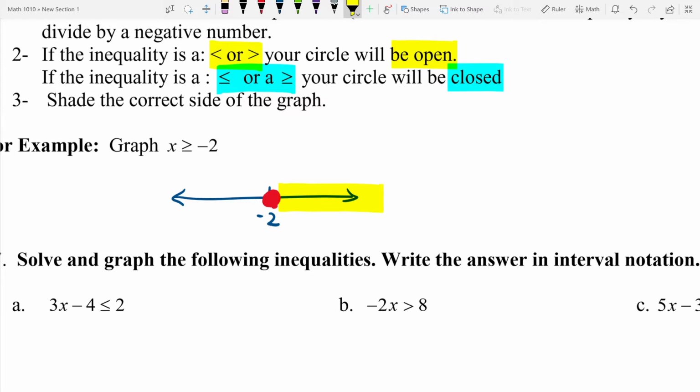Listen, I'm going to show you a trick. You should always put your X on the left. Never put your X on the right. Then see that symbol right there? It's an arrow. What way does the arrow point? To the right. That's the way you're going to shade. Always put the X on the left and just shade the way that the arrow is pointing.